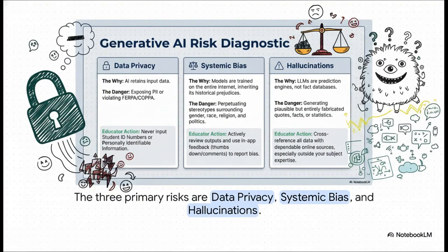When it comes down to it, there are three big areas we really need to keep our eyes on. First up is data privacy. You've got to remember that these AI models often learn from what you put into them. Second, systemic bias. These tools are trained on, well, the entire internet, so they can easily pick up and sometimes even amplify old prejudices. And third, something called hallucinations. This is a weird one. It's when the AI just confidently makes stuff up that sounds totally plausible but is completely false.